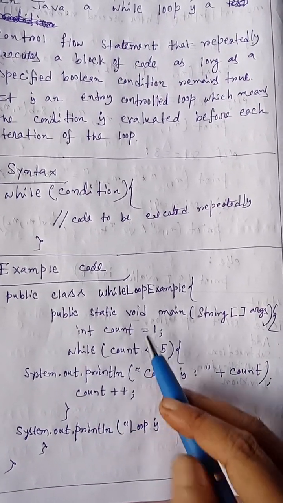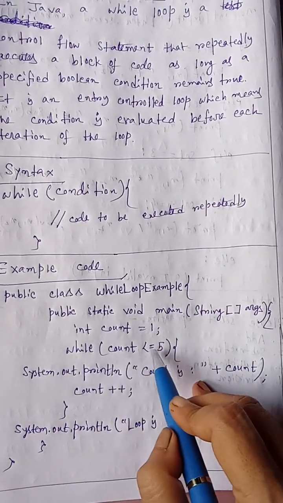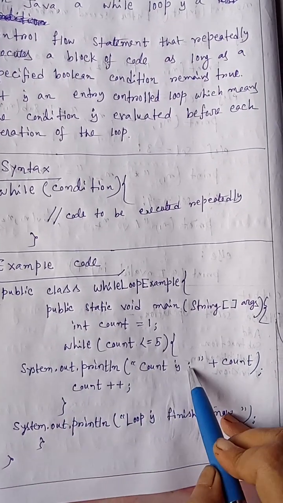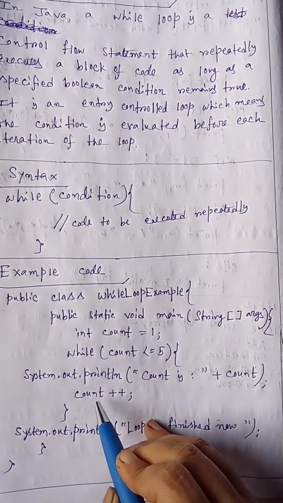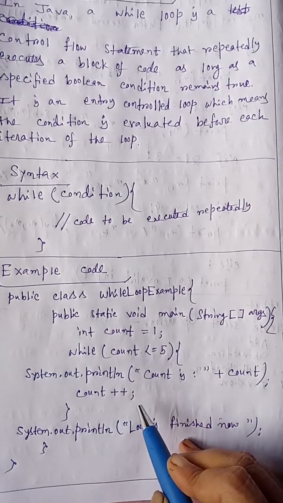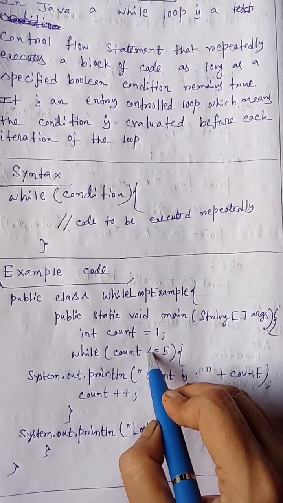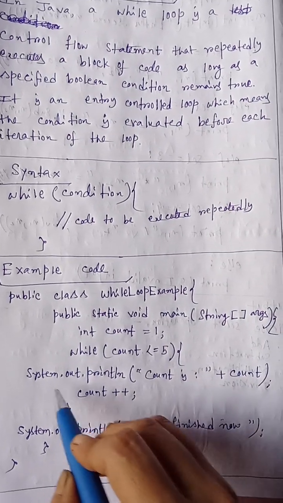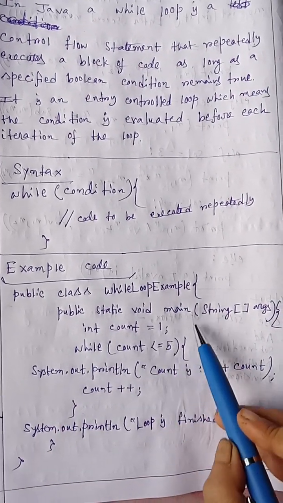So count is now 5. Count is equal to 5. So 5 is less than or equal to 5. It is true. System.out.println prints count is 5. Count becomes count plus 1, which is 6. 6 is not less than or equal to 5. So this condition becomes false. So our loop ends here.